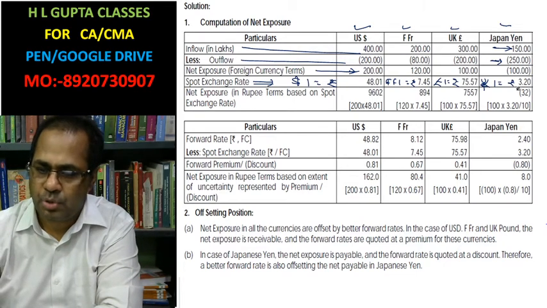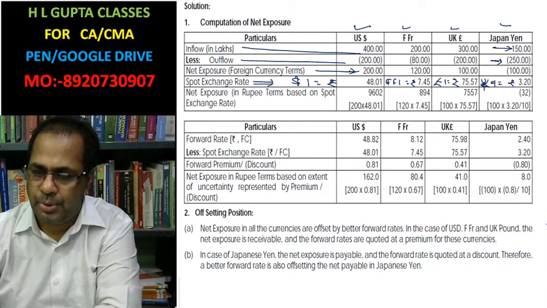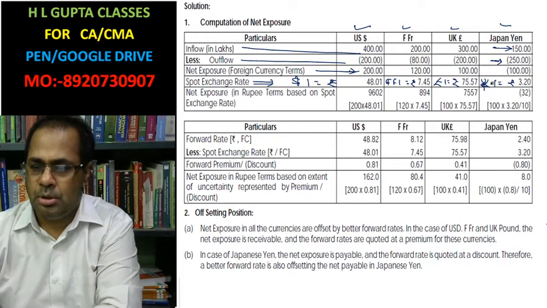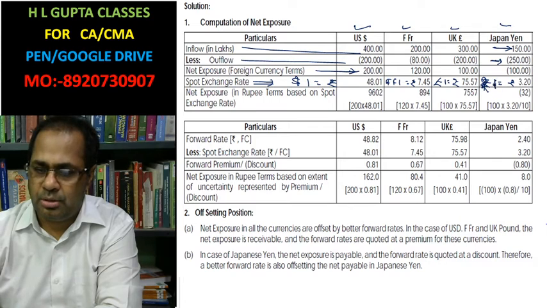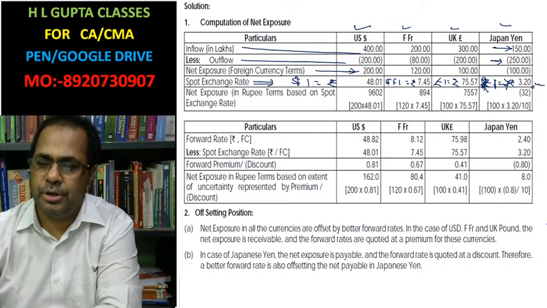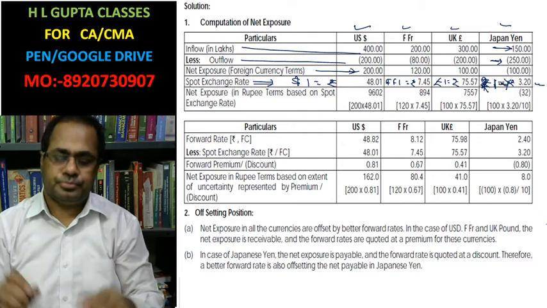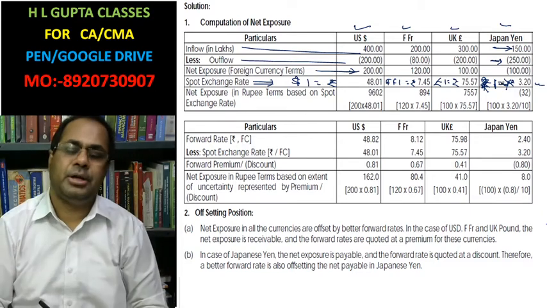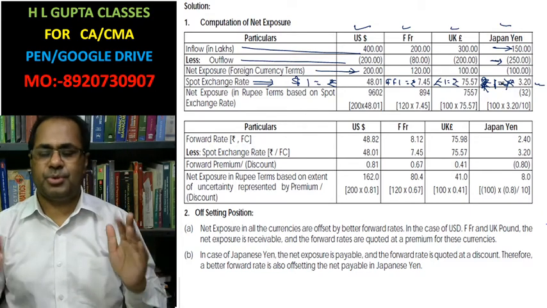Okay, no, this is not the rate. Actually rupee 1 equals yen 3.20. Rupee 1 equals 3.20 yen, so the yen has a slightly lower value than the rupee, as per the exchange rate.